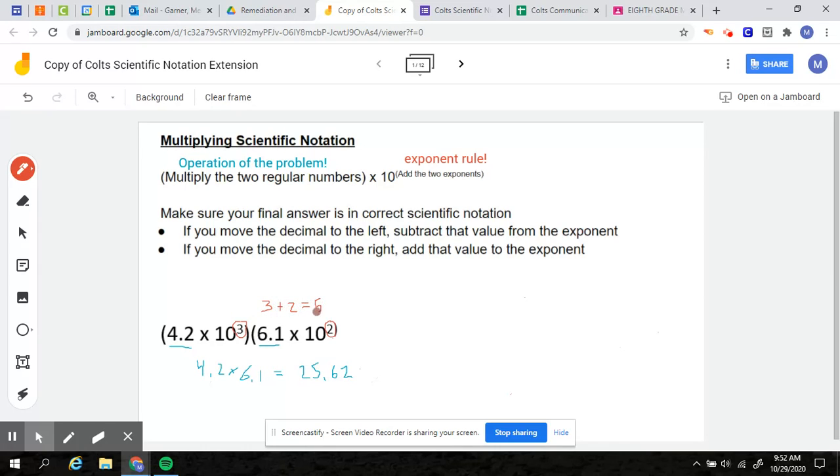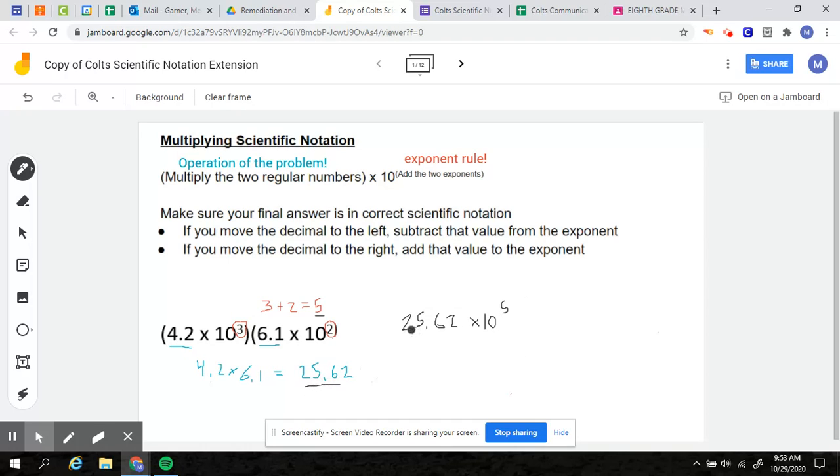And now I'm going to rewrite it in scientific notation. So I have my big number from down here, 25.62. Remember, it's always times 10, so times 10. And then I'm going to take my exponent from the exponent rule that I did, so the 5. So times 10 to the 5. So those are those two numbers multiplied together, written in scientific notation.